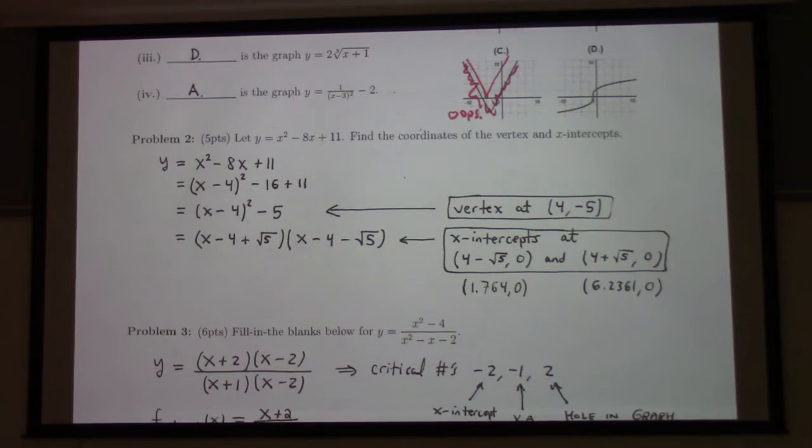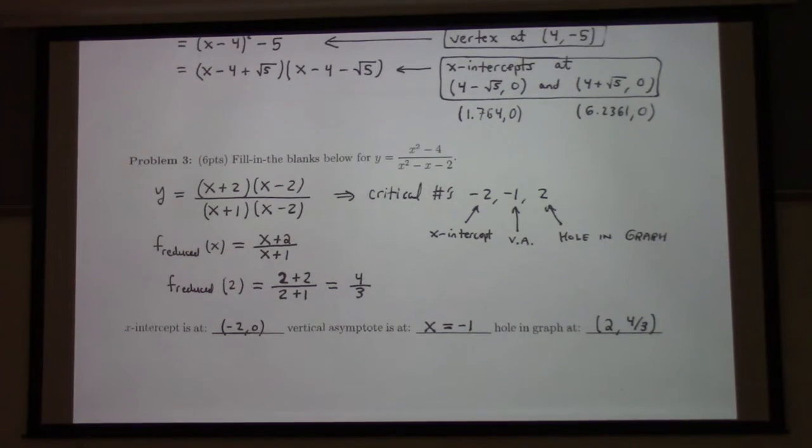The same is true for problem 3. Everybody can get this problem on the test. There is no reason you cannot get this problem if I ask it again, right? We just have to pay attention to the details here.